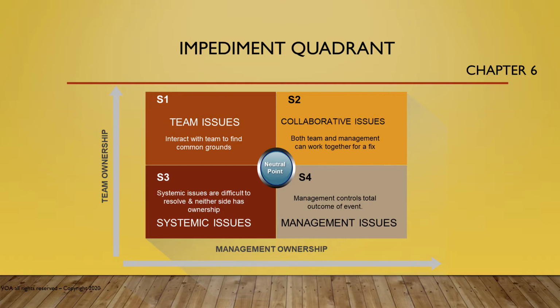But if you find yourself in the third quadrant, just be careful how you handle this situation, because systemic issues are very difficult to fix, and neither side will be willing to claim ownership. I personally stay away from systemic impediments because most of the time it is higher than my pay grade, but if you can find common grounds here, that would be wonderful. The fourth quadrant is usually the easiest one to solve, because management owns the impediment, and 9 times out of 10, the solution has already been outlined. You just need to explain to the team how to incorporate the solution, no matter how difficult it can be.